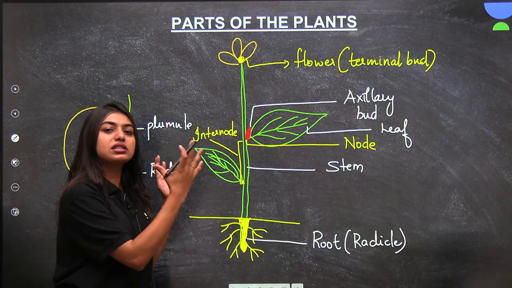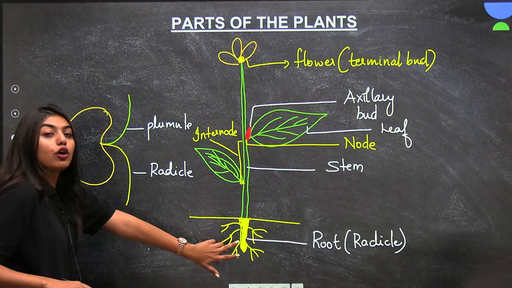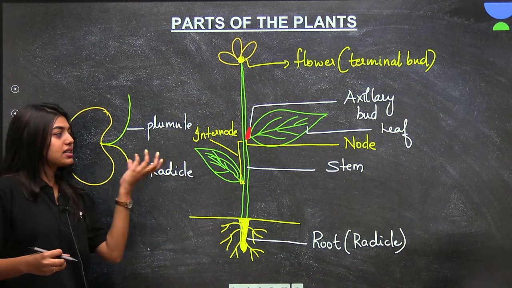Now, here I've drawn roots. I've drawn small root hairs. We will do it in depth. In a seed, just understand, whatever the plant has, the seed is capable of growing it, right? With the help of plumule and radicle. This much is clear. Now, we are going into the most important thing, types of roots.